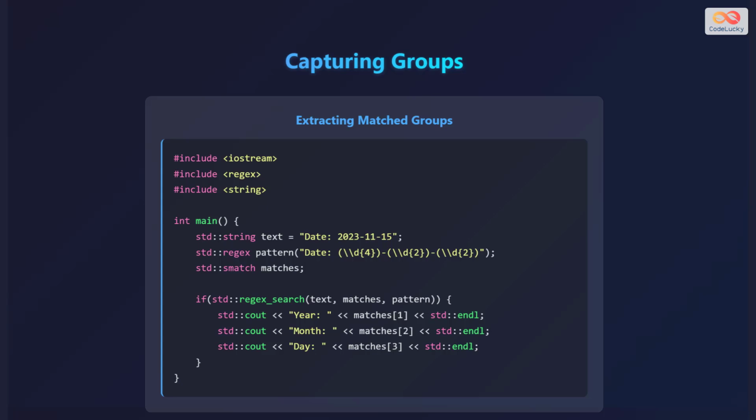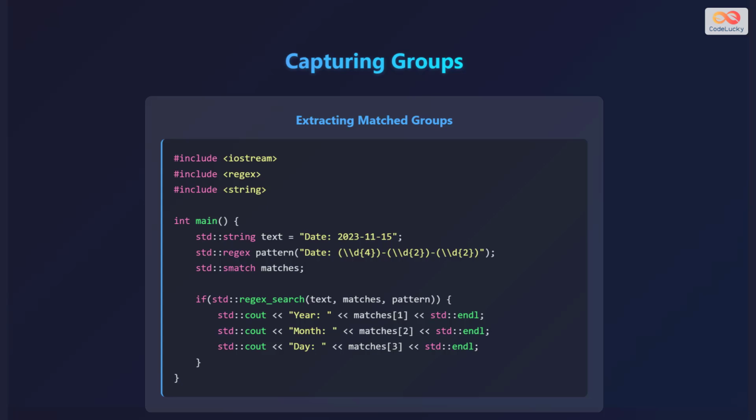Define a regular expression pattern to capture the year, month, and day: date: (\d{4})-(\d{2})-(\d{2}). This pattern includes 3 capturing groups, each matching a part of the date.